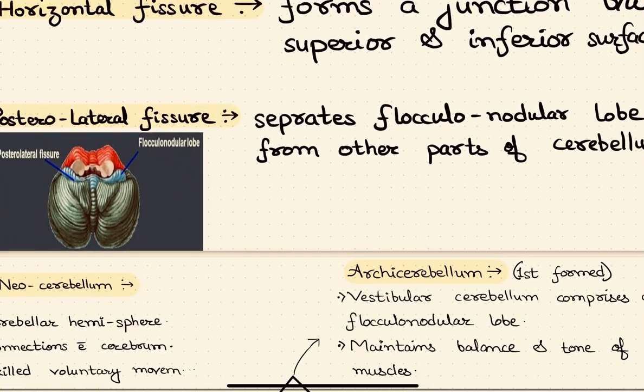Now lastly we have the posterior lateral fissure, as I discussed two times before this, that it is present between the flocculonodular lobe and other parts of the cerebellum. This is the flocculonodular lobe, and other parts of the cerebellum are separated from it by this posterior lateral fissure.